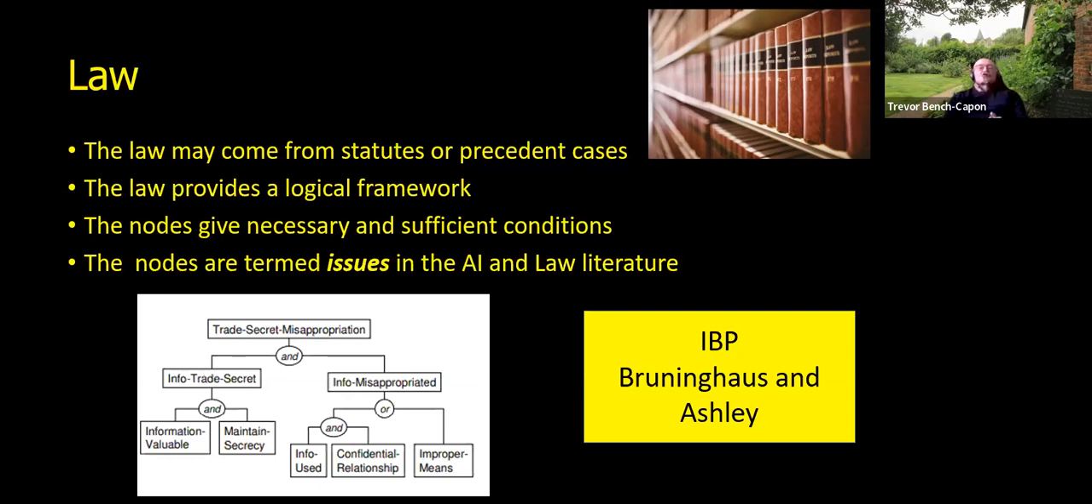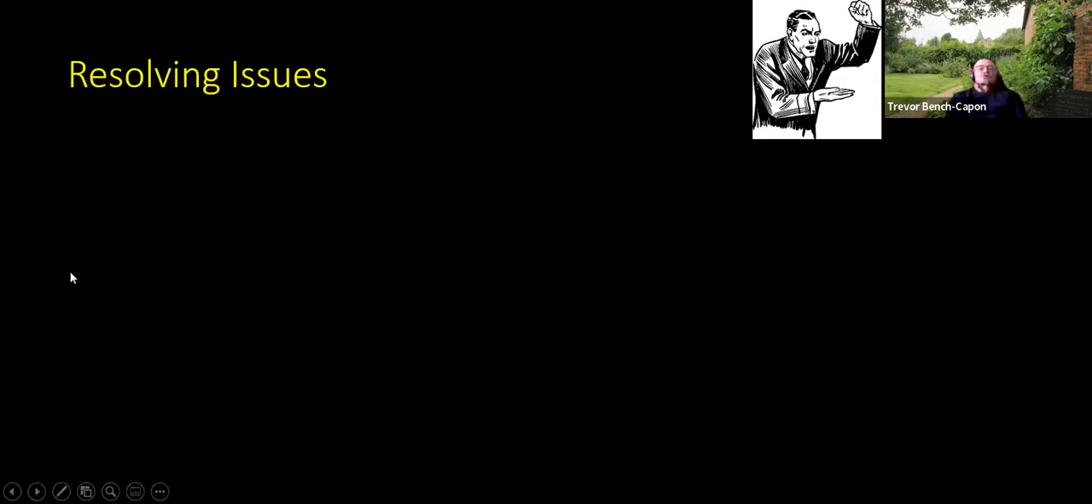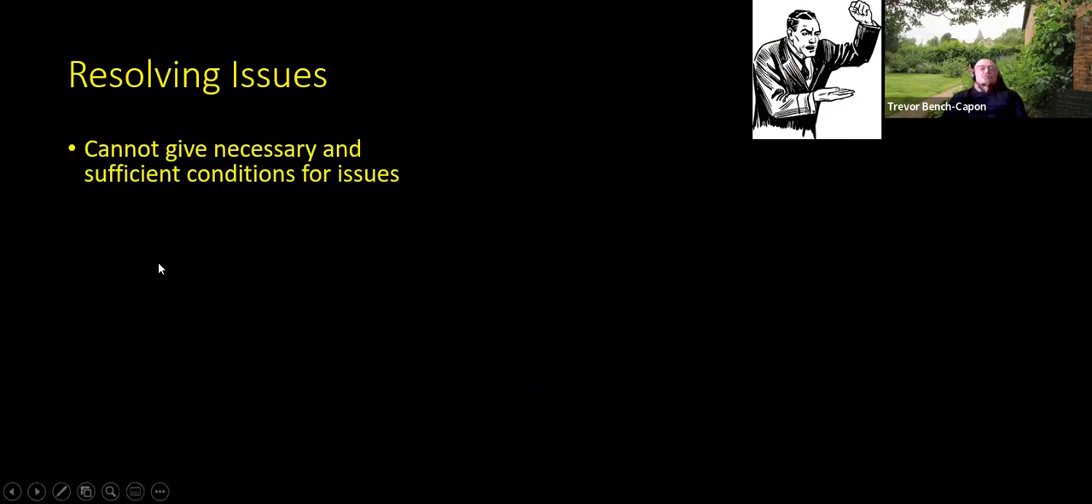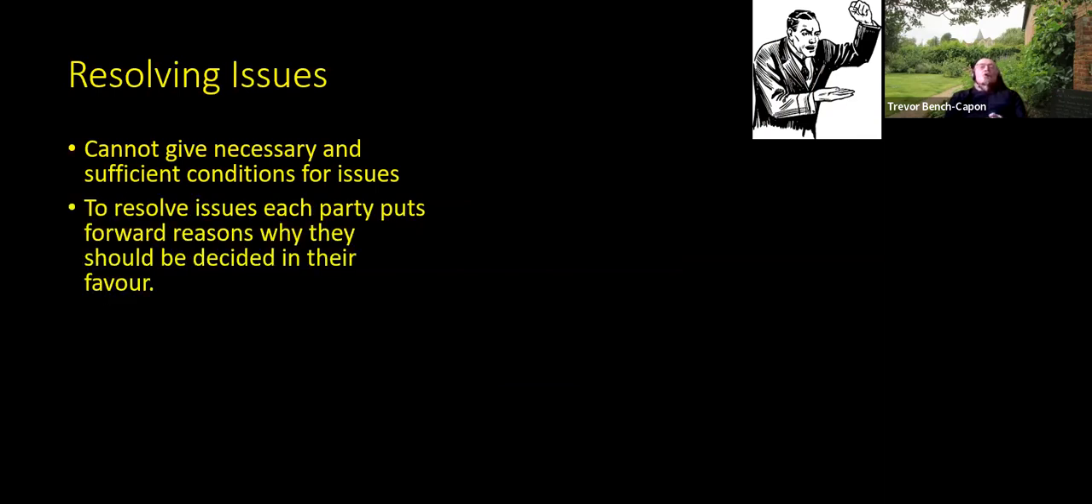Now the problem is, at some point, these laws run out. So whether the information is valuable cannot be given necessary and sufficient conditions. So how do we resolve these issues? We cannot give necessary and sufficient conditions. Rather, we think about reasons why they should be decided for and reasons why they should be decided against.